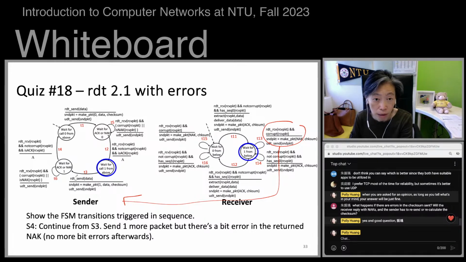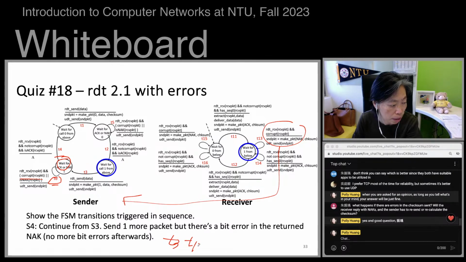The sender, after taking transition 3, should be in this state: wait for ACK or NAK 1. There are 2 possibilities, T4 and T6. Which of these transitions matches the condition? We send back a NAK and the NAK is corrupted. So we are looking for a transition that matches corruption. Yes, it should be this one, so T6 next. So we have T3, then T13, I believe, and then T6.